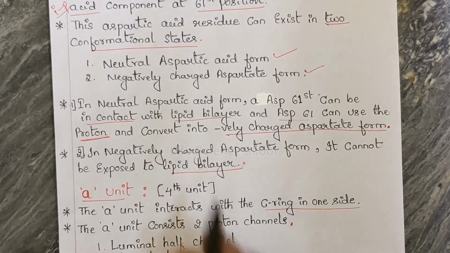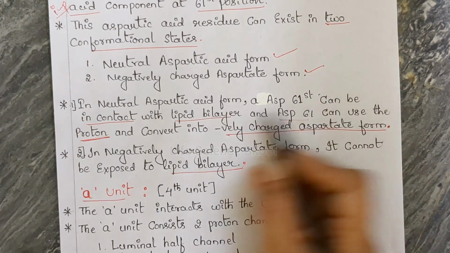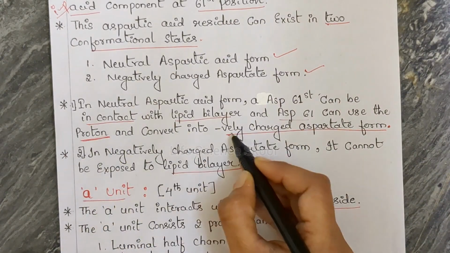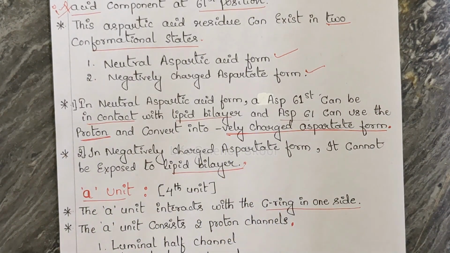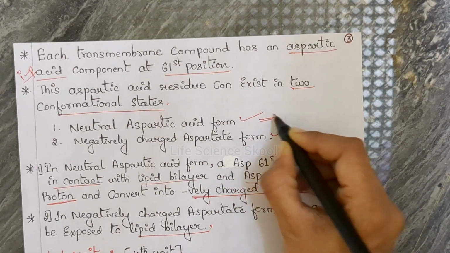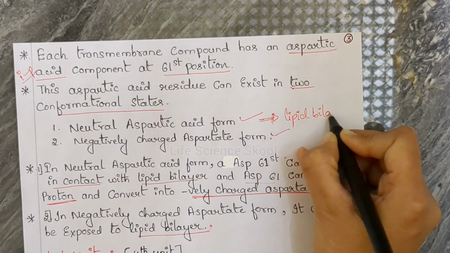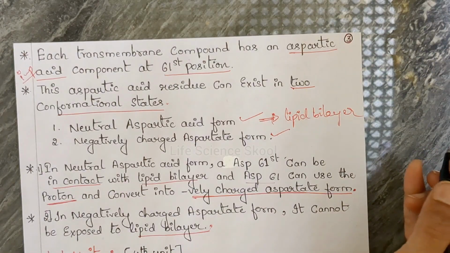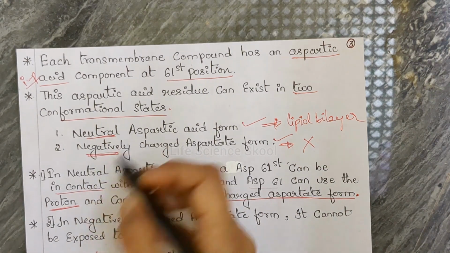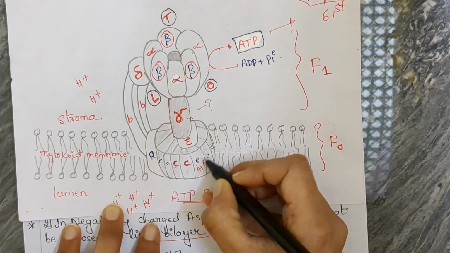First we will learn the first step here. In the neutral aspartic acid form, the aspartic acid at the 61st position can be in contact with the lipid bilayer, and aspartic 61 can take up a proton and convert into the negatively charged aspartic form. The key point to remember is that the neutral aspartic form is in contact with the lipid bilayer. The negatively charged form will not be in contact with the lipid bilayer. Let us take a C structure and assume it has aspartic acid at the 61 position.